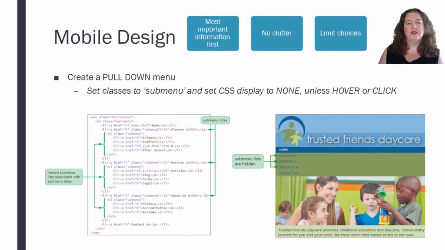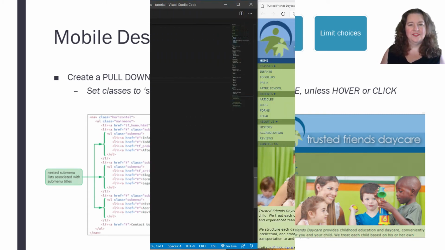When we have our mobile device, we want to be able to have our sub-menu items be visible only when you click on the main menu items. In this case, we can set classes to submenu, and we can set our CSS to none for that submenu unless you've already hovered or clicked. So as you can see in the example here, and then we're going to go do it in the code to show you what you can do with CSS to make those pull-down menus work correctly.